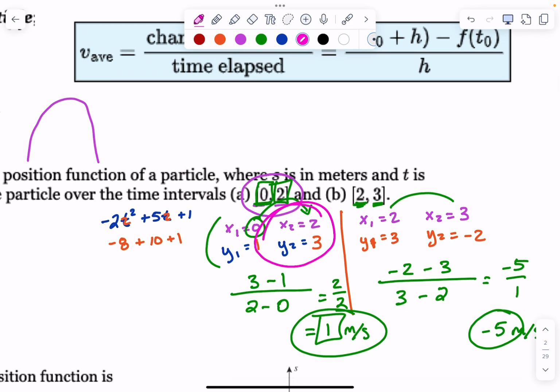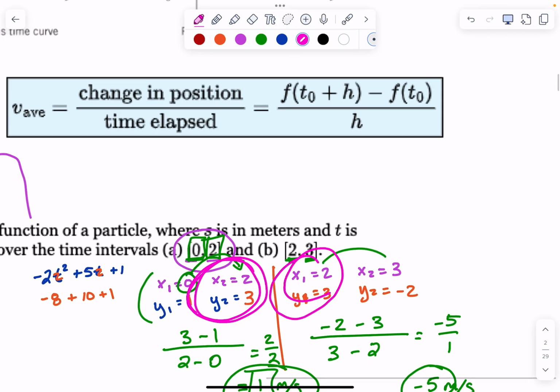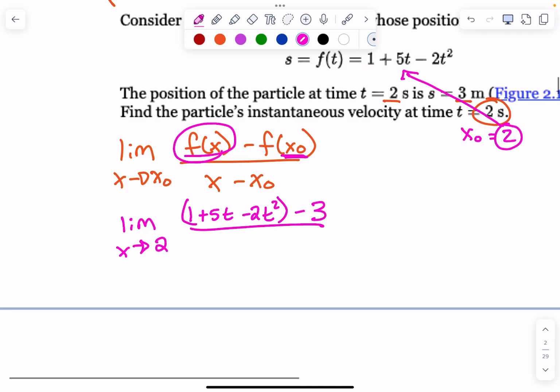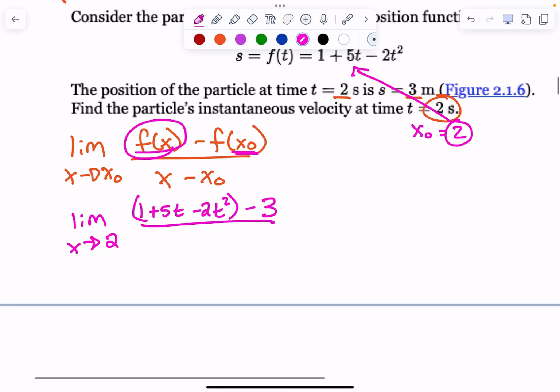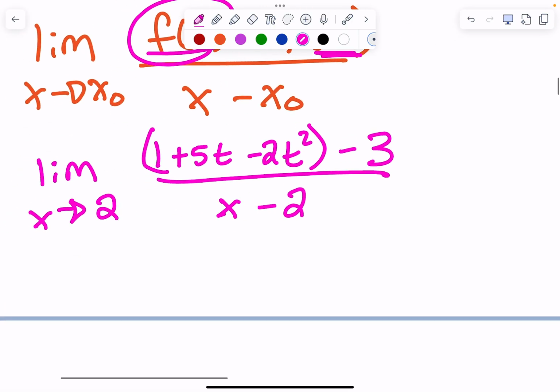What did we get when we plugged in 2? 3. It tells you in the problem, right there. Okay, over x minus 2. That's what my expression is, right? Can I plug 2 in?